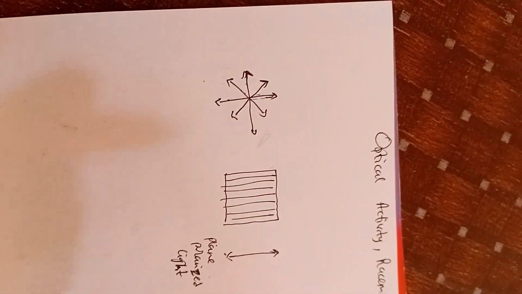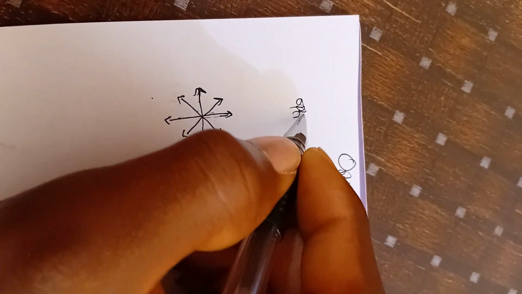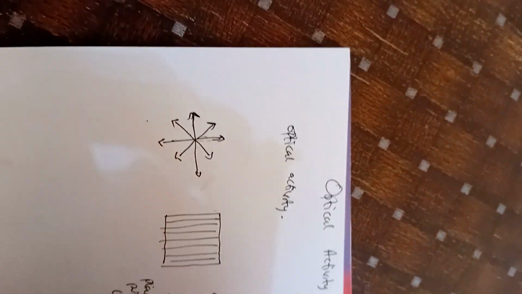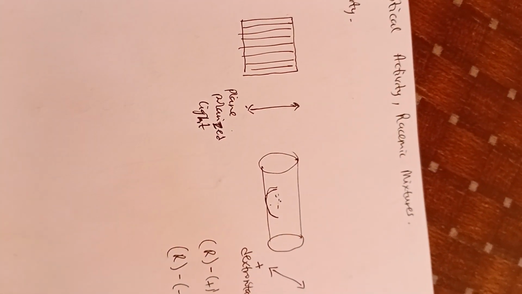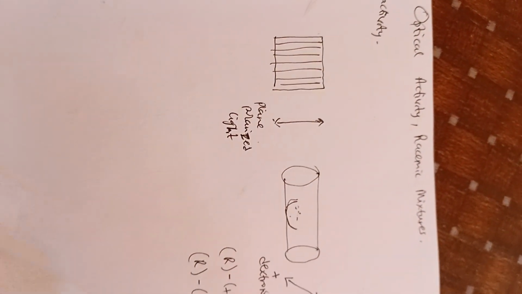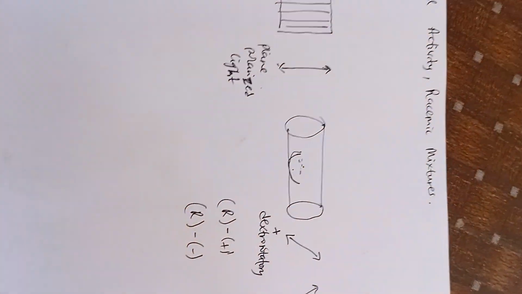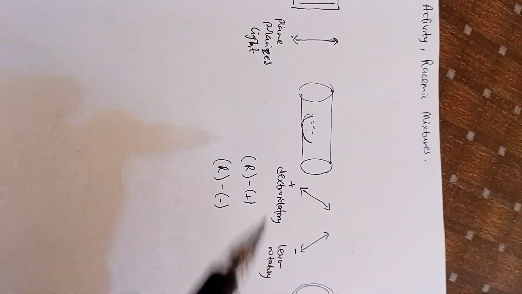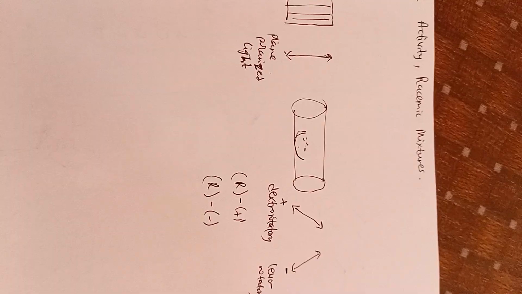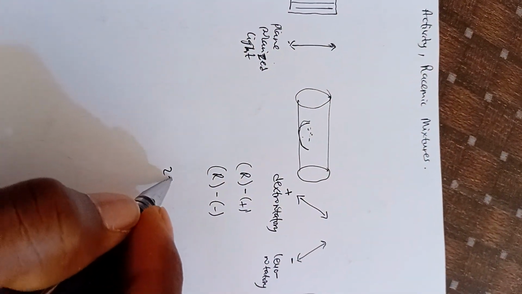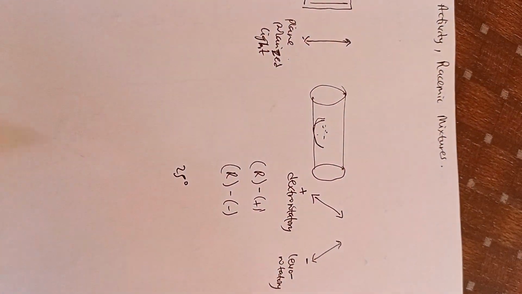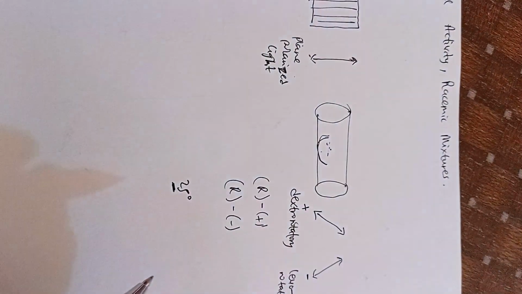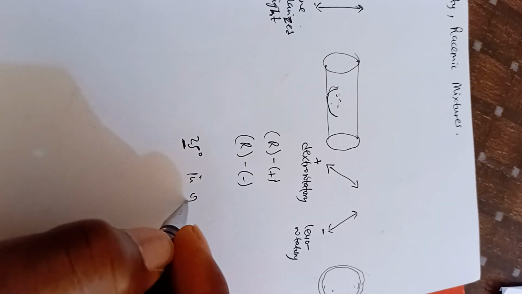So this is optical activity, meaning enantiomers are optically active. One property of enantiomers is that they show optical activity. They're optically active, meaning they can rotate plane polarized light. But how do they rotate it? To the same extent. If the R enantiomer rotates plane polarized light to an angle of maybe 25 degrees, then the S enantiomer will also rotate plane polarized light to the same angle of 25 degrees, but in the opposite direction.